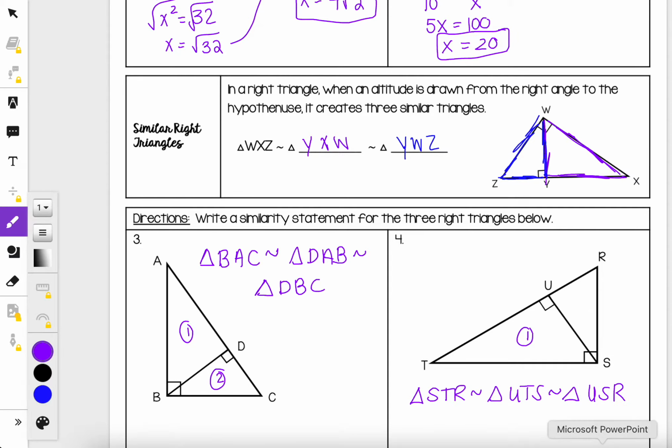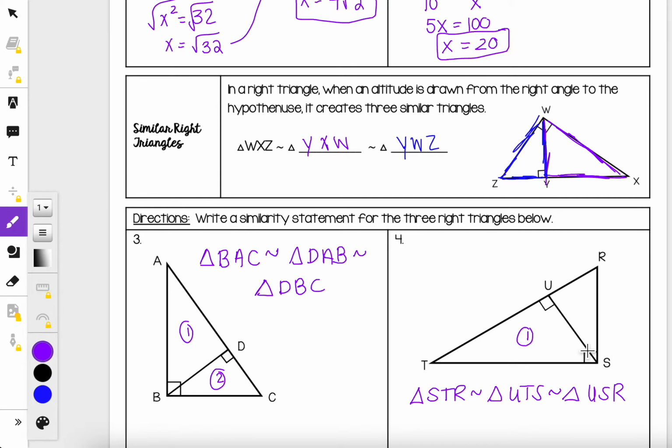Okay. Now, if you wanted to say triangle RTS is similar to triangle STU, which is similar to triangle RSU, that would also be correct. So the order does matter. You don't have to stick with that same order that I do. I just like to be consistent where I start at the right angle, I go from the long leg to the hypotenuse, and I remember to do that every time.